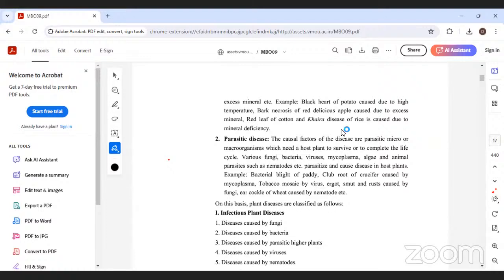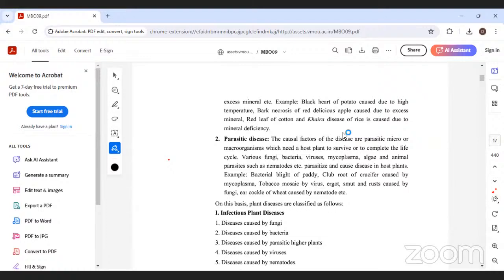The best example: bacterial blight of paddy. Which is the best example? Bacterial blight of paddy. Second one, club root of crucifers. Crucifers are mustard-like plants. Club root of crucifers is caused by mycoplasma. This is the most important. Tobacco mosaic, also, the TMV virus causes the disease.